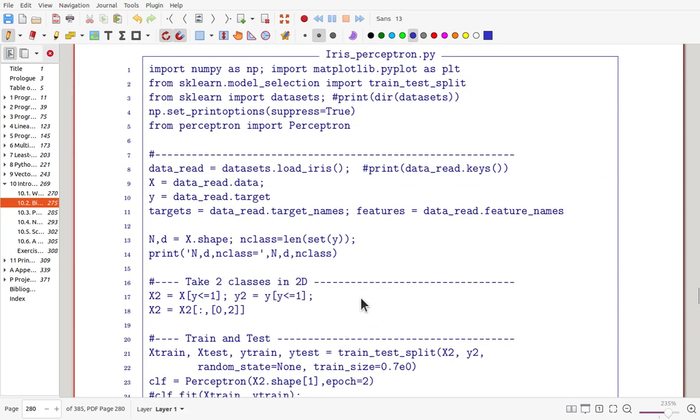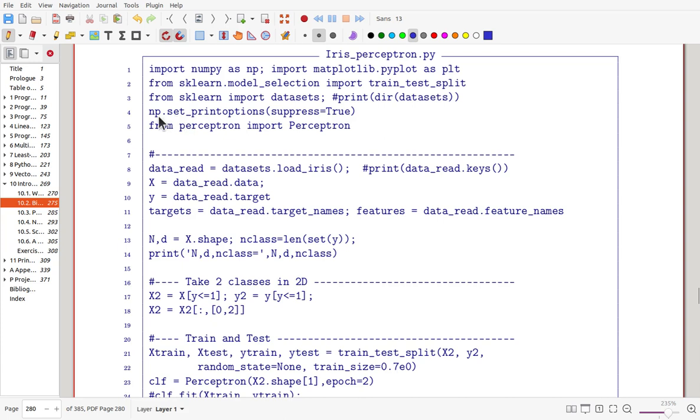Now that is the main program calling Perceptron. We are using the iris dataset. We start with the NumPy package and plot. And from Scikit-learn, we use train_test_split, and also from Scikit-learn, we get the datasets.